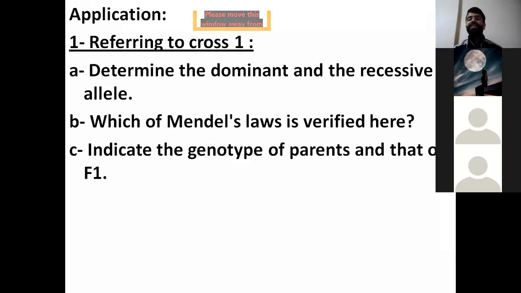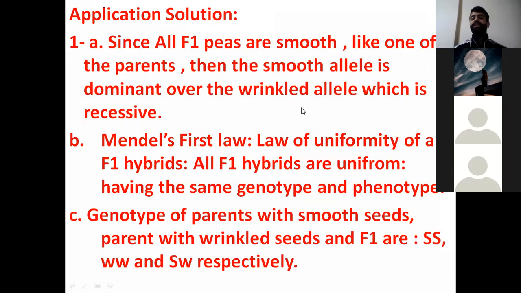Which of Mendel's laws is verified? Here we have the first cross, we have the F1 generation. Indicate the genotype of the parents and that of F1. Whenever they say indicate, you don't have to justify it. So since all the F1 peas are smooth, like one of the parents, then pay attention here, the smooth allele is dominant over the wrinkled allele, which is recessive. We don't say smooth peas or wrinkled peas.